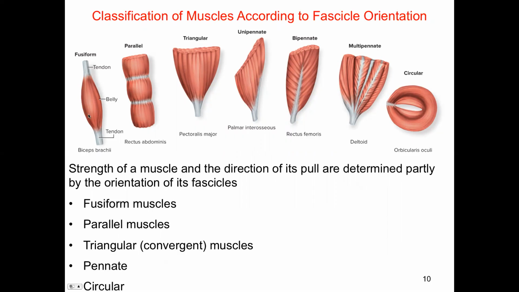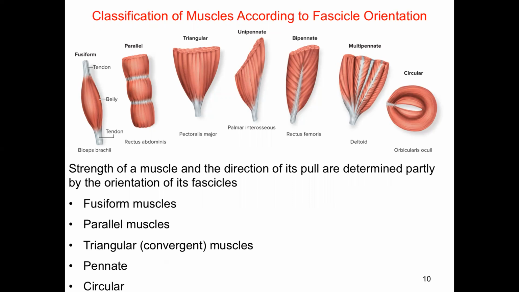If you look at fusiform, they're tapered on each end, and the belly in the middle is expanded. And then parallel would be like the rectus abdominis, or your abs, so you have your six-pack. That's considered parallel, with uniform width and parallel fibers.